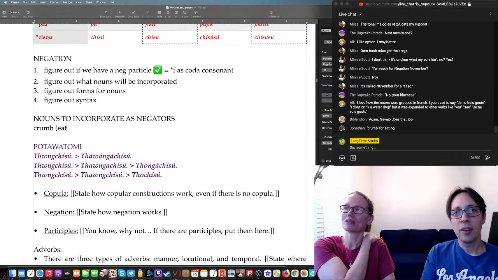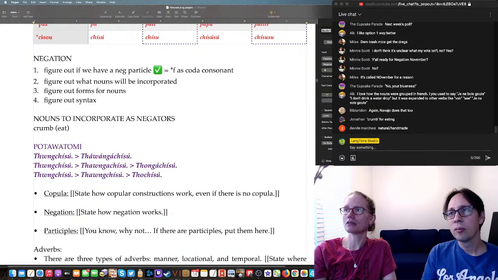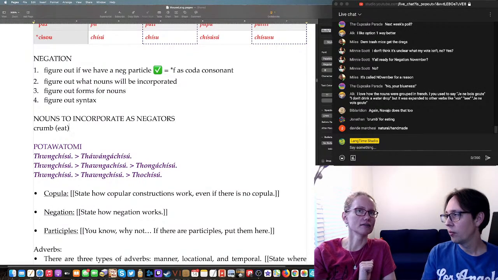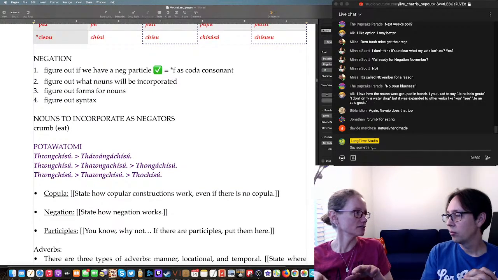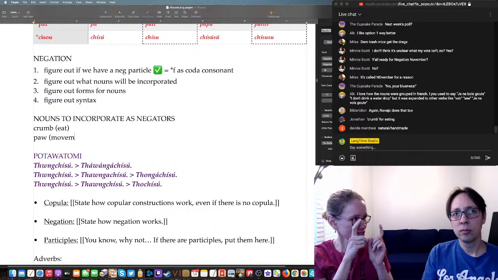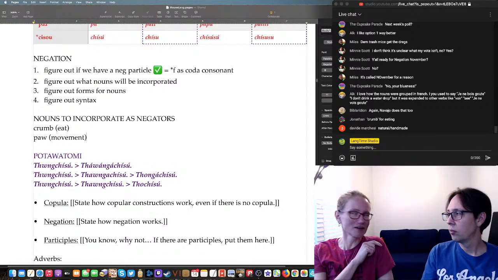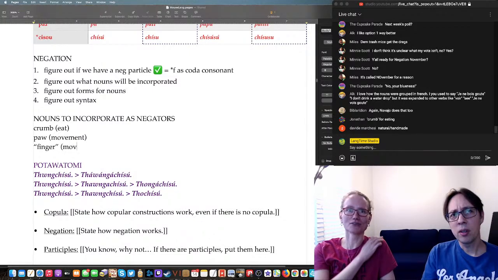Okay, this is what I'm gonna do. That's good. Yes. I think for move style verbs, it should be paw, or like if we have a little single finger word. I'm gonna put in finger there as we decide what that is.